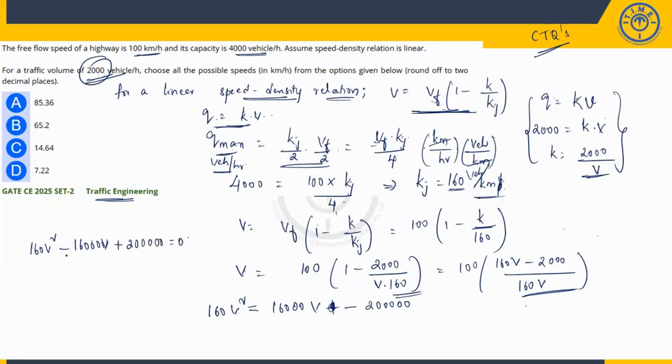equal to 0. Let us divide this whole equation by 160. Then what happens? V square minus 100V, because 16000 by 160 is 100, plus what is 2 lakh by 160, my dear students? Tell me the value of 2 lakhs upon 160.